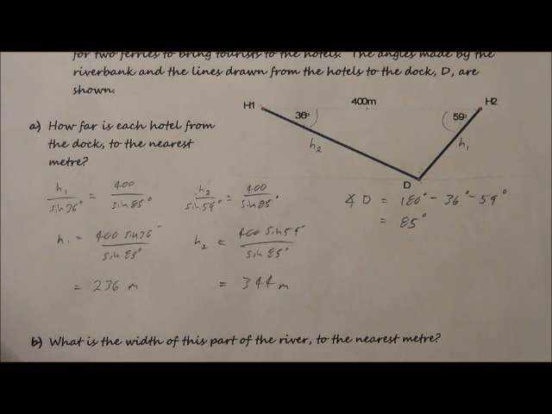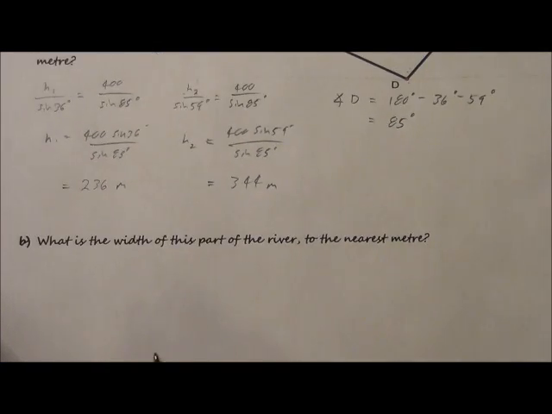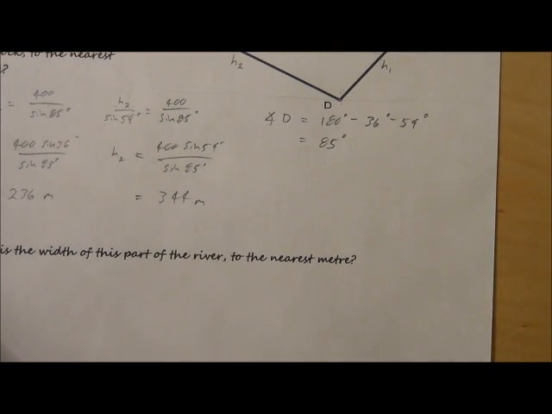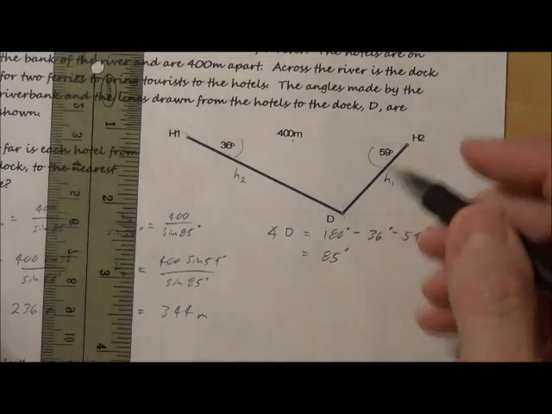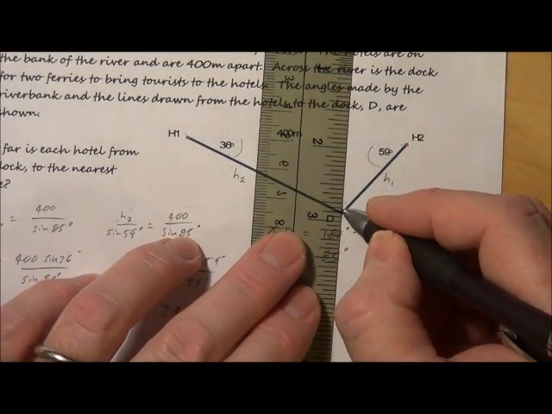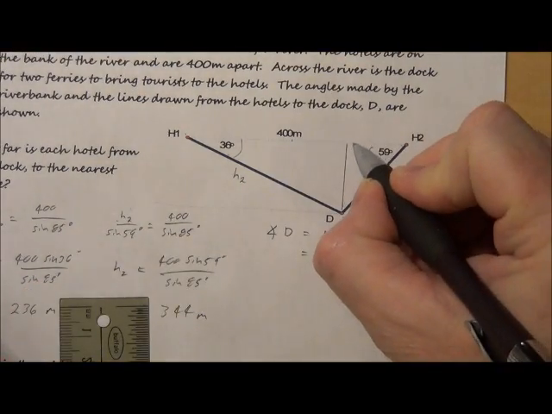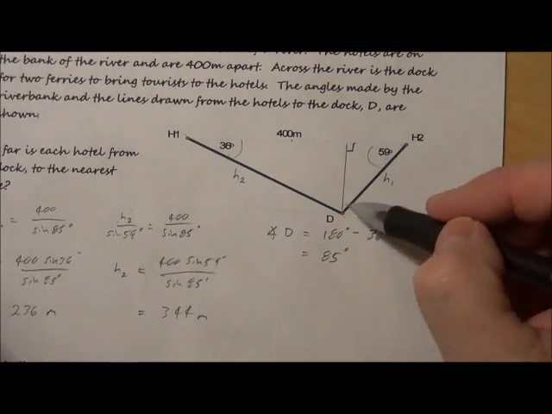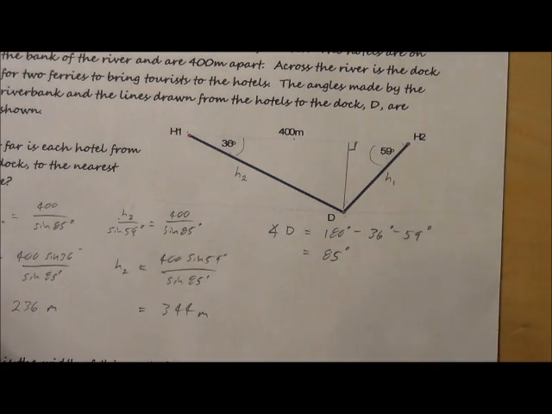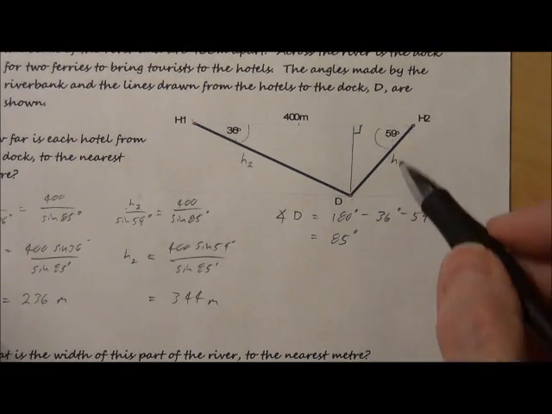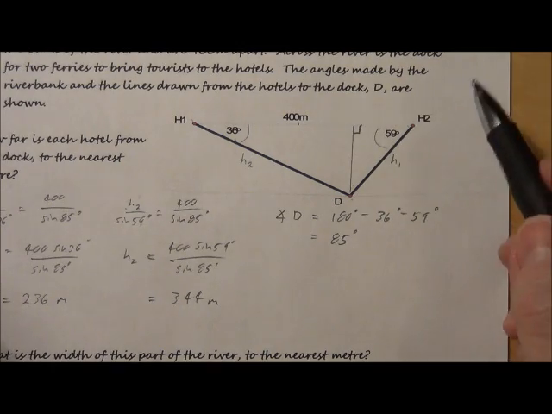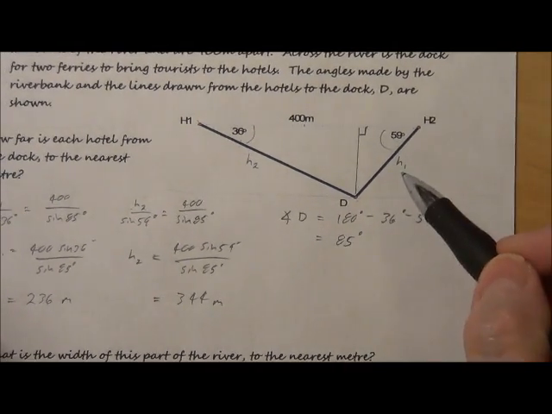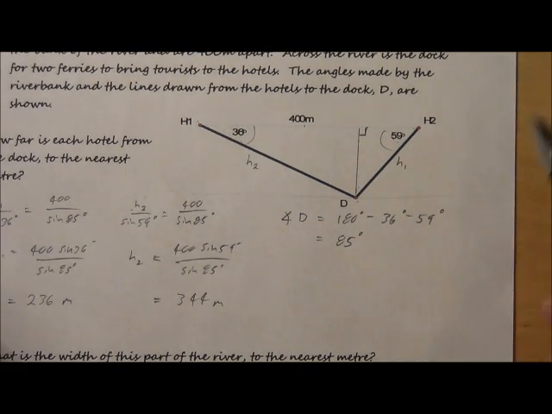Now the question is asking us, what's the width of this part of the river to the nearest meter? So we need to find now this distance. That would be a perpendicular, because the width would be straight across. So basically the altitude of the triangle. And so we've got two different right triangles here now that we can use. Use one or the other, doesn't really matter.